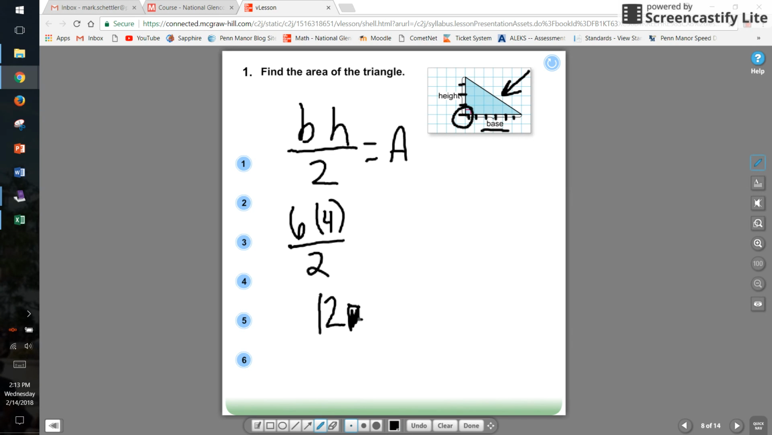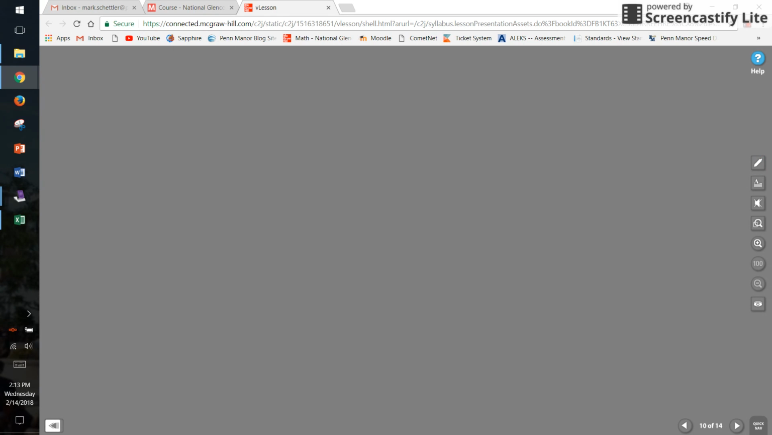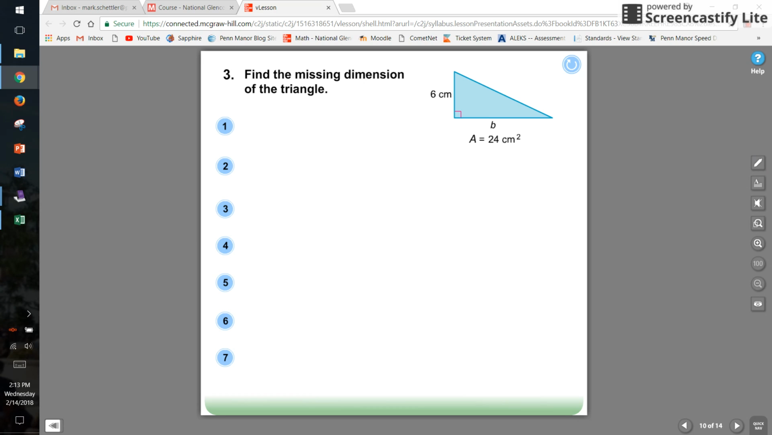Units, because I'm not sure what measurement I'm using. It could be inches, it could be square feet, it could be miles, it could be centimeters. We don't know. So we're just going to call it a unit, and of course that is squared. That's how you find the area of a triangle. And another thing that we did today is we find a missing piece of a triangle.